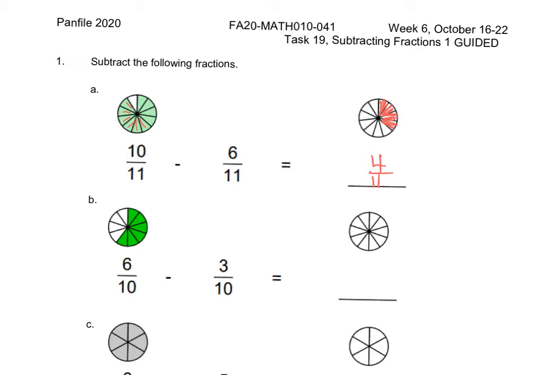Okay, so we start with 6 out of the 10 shaded. We are going to subtract or get rid of 3 of them. How many is that going to leave? That's going to leave 3 out of the 10 shaded. And again, simplifying is understood, okay? As is with all or any math, but especially in fractions.